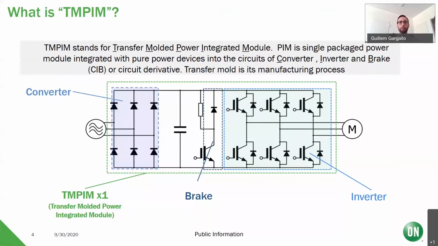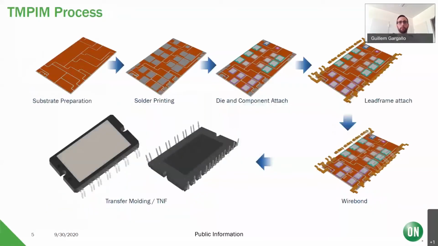TM stands for transfer mold process. This is the manufacturing process, and this is the new part of this package for this power range, where in one step we have the full molding of this package and encapsulation. So how does it look in terms of manufacturing process?